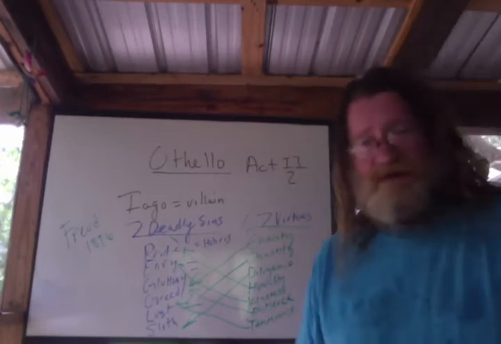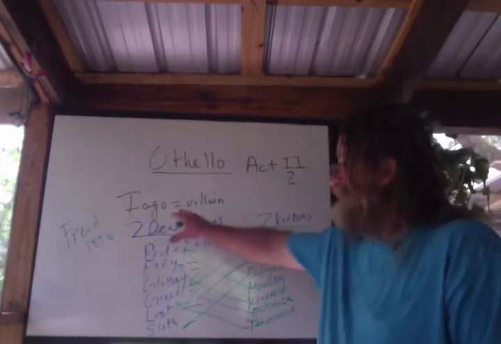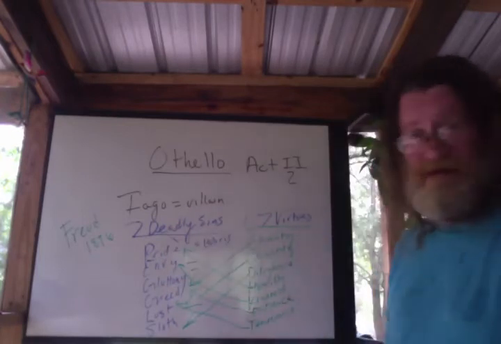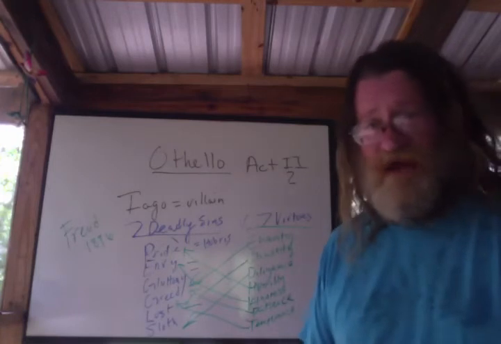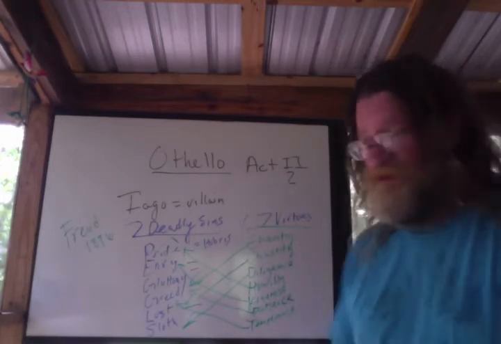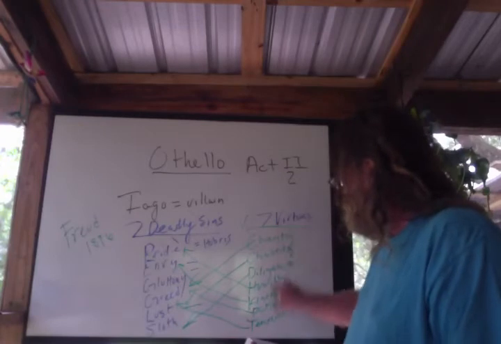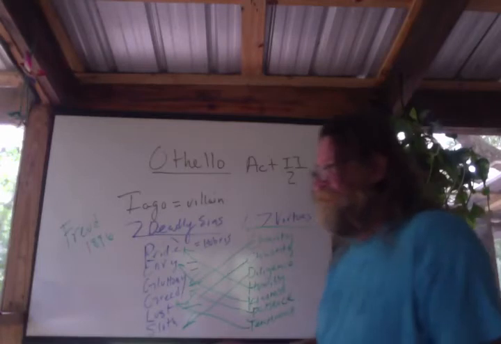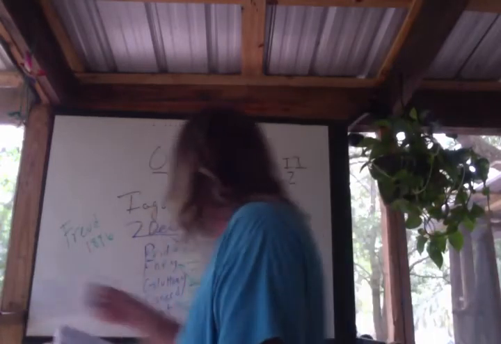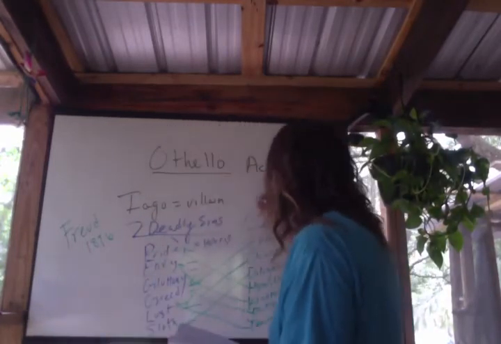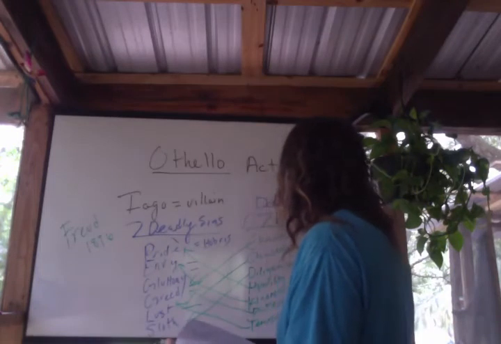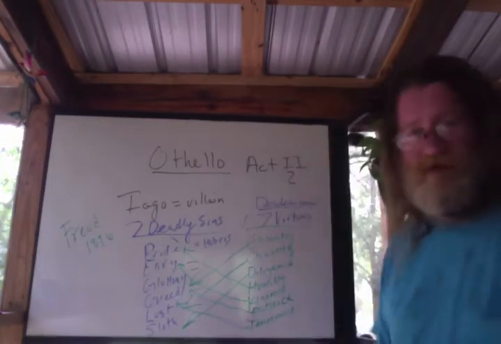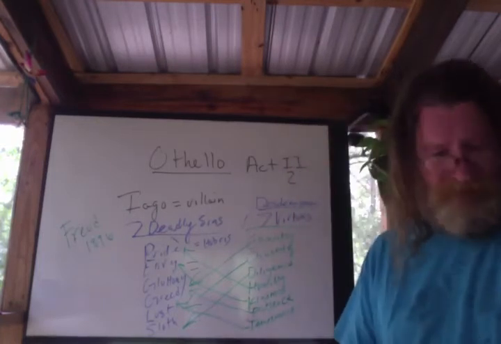Which character in this play embodies, because I already told you, Iago embodies the 7 deadly sins in this proto-psychology, trying to understand why people do what they do. Which other character in the play embodies the 7 virtues? And that person is the young woman, the new bride, Desdemona.